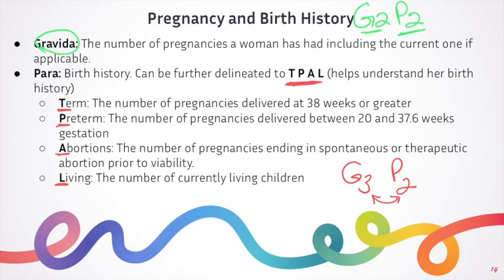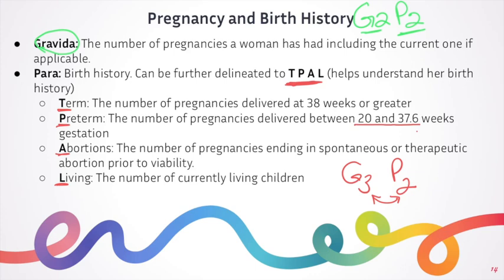I'm going to read this to you, and then I'm going to go to the next slide and work it out for you, and you'll understand it. We can do it together. T stands for the number of pregnancies delivered at 38 weeks or greater. P stands for preterm, so the number of pregnancies delivered between 20 and 37 weeks and 6 days.